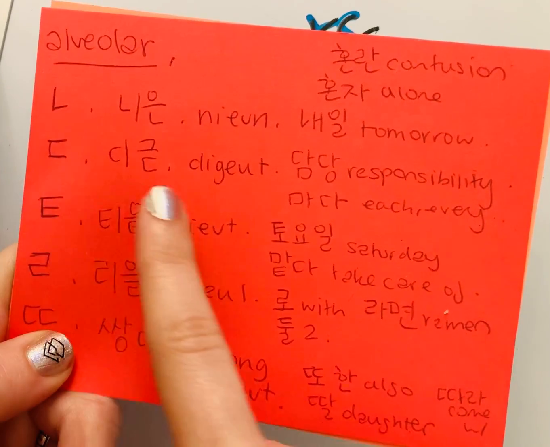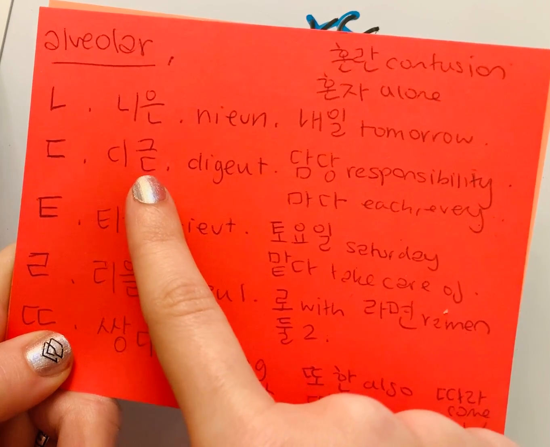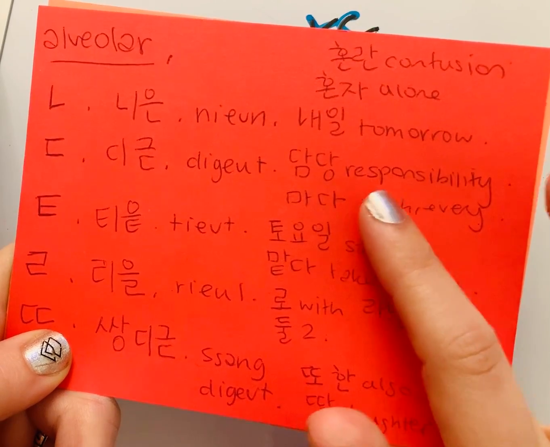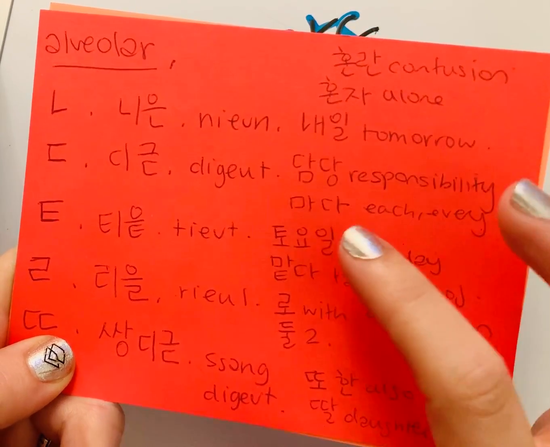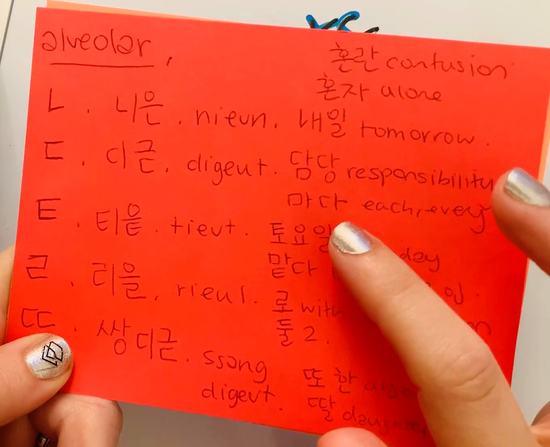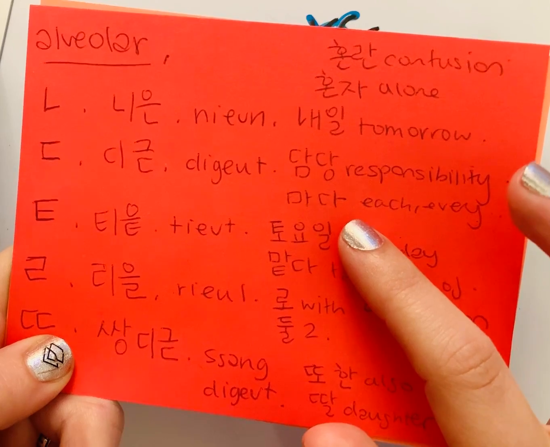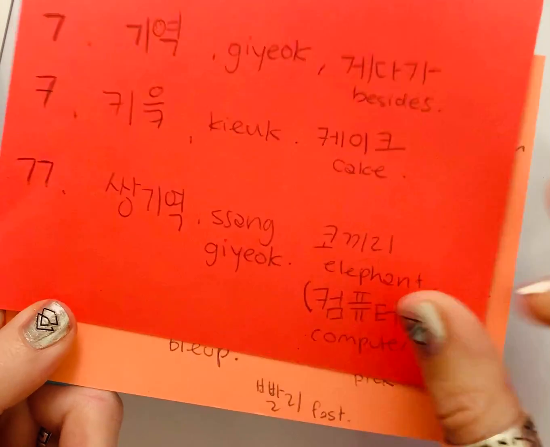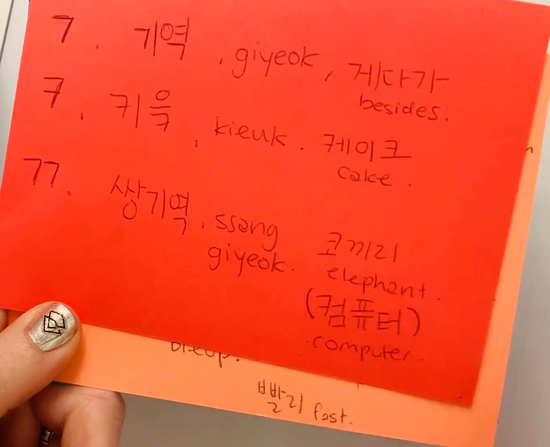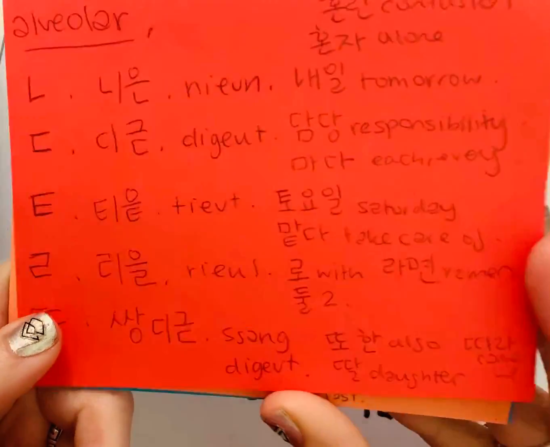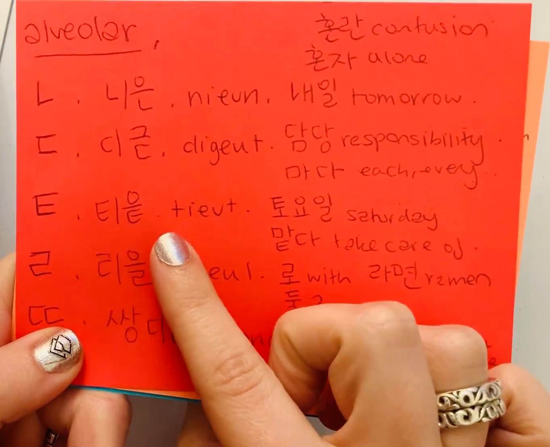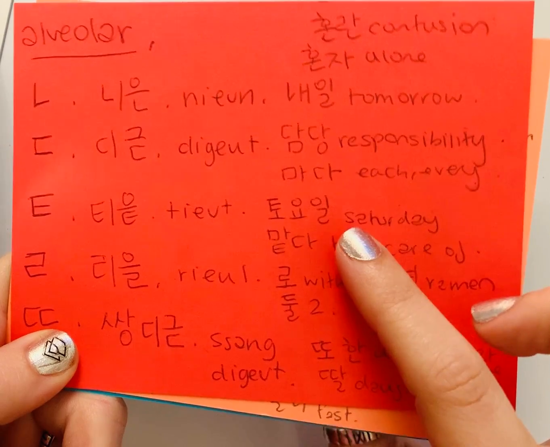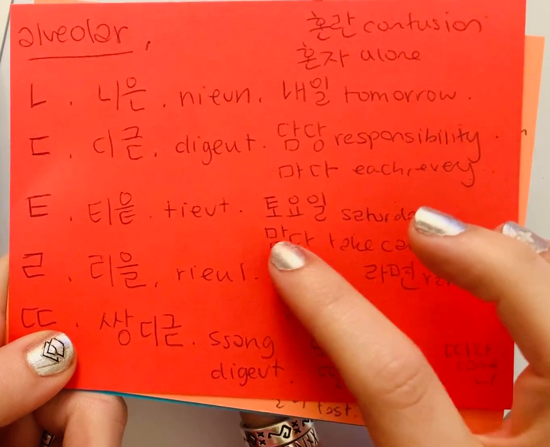Then we have a D or a T sound, as you can see here. 디귿. And we see that in words like the one for responsibility, 담당, or each and every, 마다. Then we have an aspirated one, kind of like I showed you here, in the word for computer, 컴퓨터. That's the aspirated T in Korean, and we call it 티읕. We see it commonly in words like Saturday, 토요일, and in verbs like to take care of, 맞다.